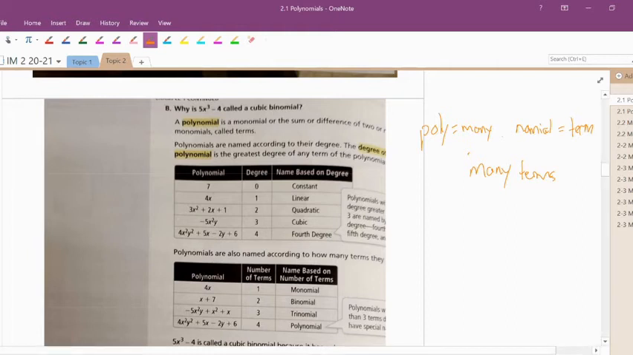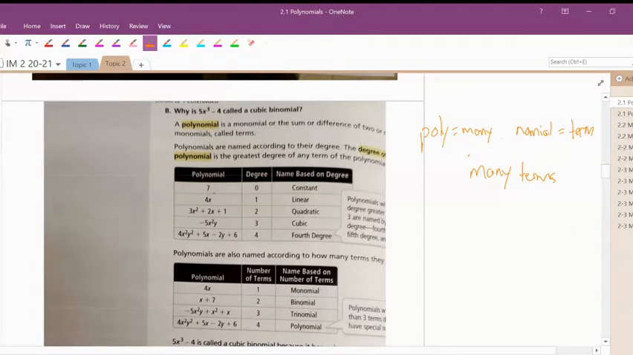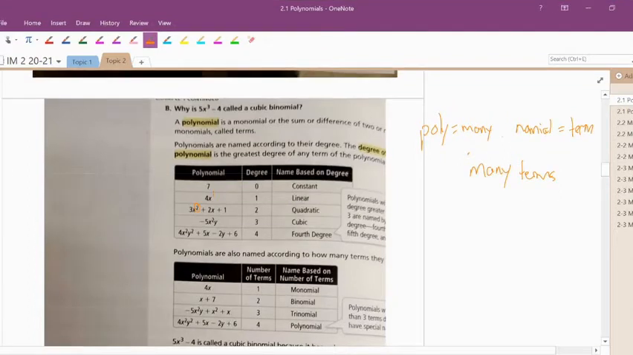So 7, again, has no exponent, has no variable, so our degree is 0. And we can name them based on the degree. If we have a degree of 0, it's a constant, because it's always going to be 7. If we have 4x, that's really 4x to the first. And since we have one variable, the degree is 1, and it's called linear. You guys did that last year when you were graphing lines. The next one, 3x squared plus 2x plus 1. Well, the highest degree is 2. So our degree is 2, and that's a quadratic. This is what we're going to focus on really most of this unit.